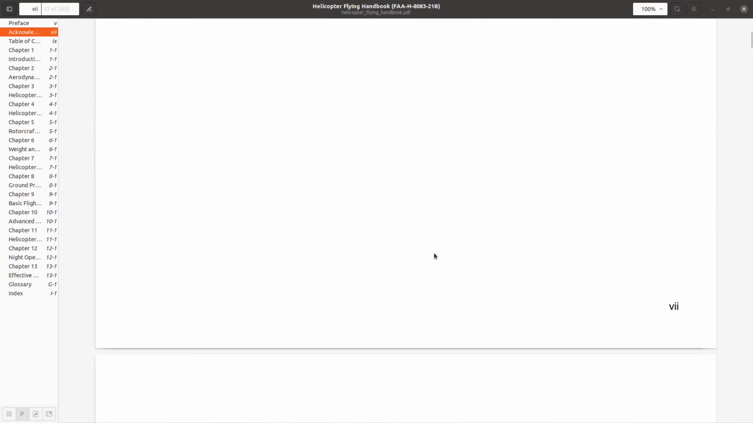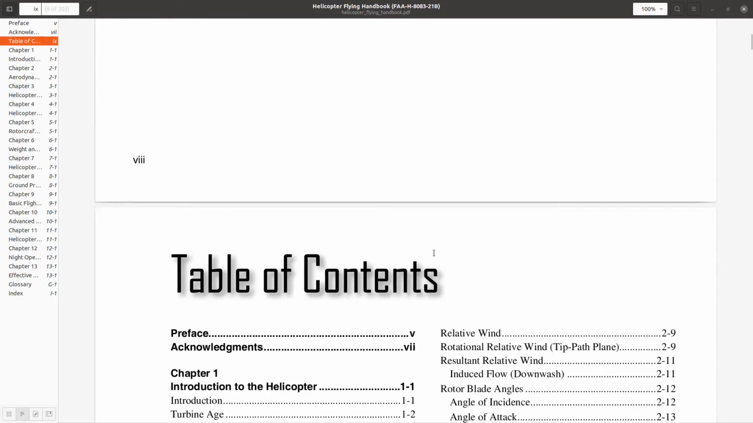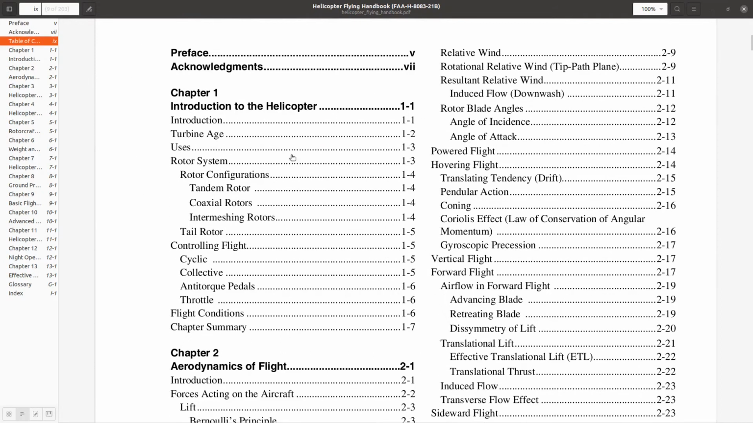And if I look at the table of contents, introduction to the helicopter, which is what I'm going to talk about in this video, aerodynamics of flight. Yes, some of that's different from airplanes to helicopters, but what's not different? Airspace. Airspace is the same. Weather is the same. So there's a lot of commonalities.